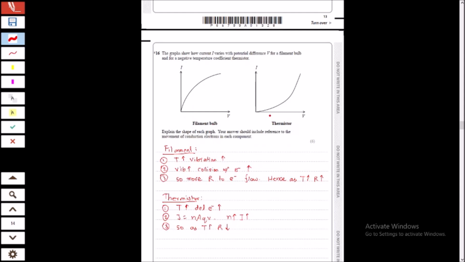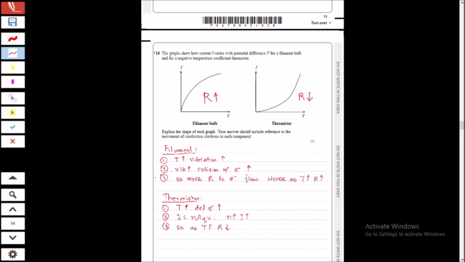So we have a filament bulb, a thermistor, and this graph here. Basically this is I versus V, so the gradient is the inverse of the resistance. Here the gradient is decreasing, which means the resistance is actually increasing, and here the gradient is increasing, therefore the resistance is actually decreasing. So why does that happen? Why does the resistance increase for the filament and decrease for the thermistor?